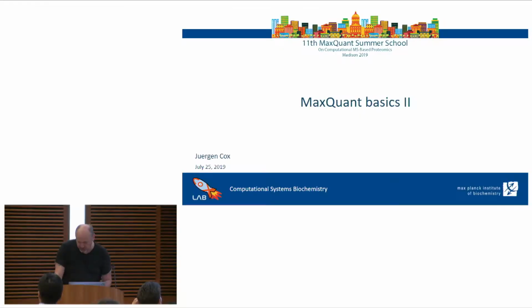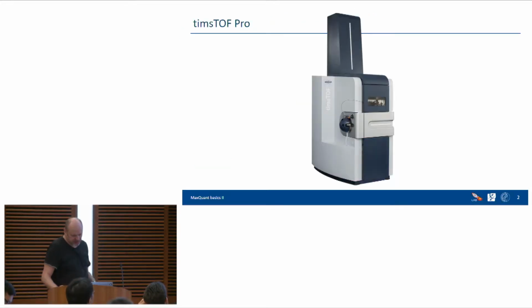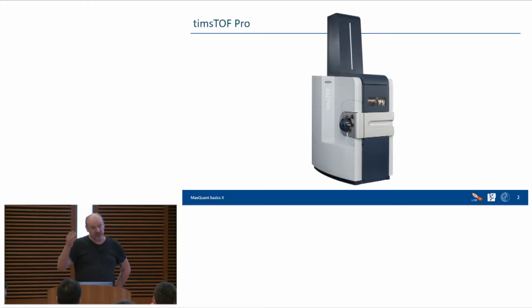Yeah, so this MaxQuant basic session will be about the ion mobility features that were added to MaxQuant recently. That was done because we wanted to support the new Bruker instrument, timsTOF Pro, which scans ion mobility in addition to the LC-IMS-MS that it's doing. Which essentially adds a new dimension to the data, right?